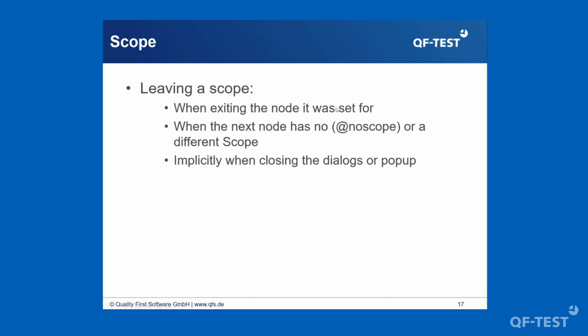Right, when you exit the node the scope was set for, you're leaving that scope. And also when you put a doctag add no scope or set a different scope, then the previous scope will be deleted as well. And of course, you're leaving it implicitly when you're closing the dialog or the pop-up.